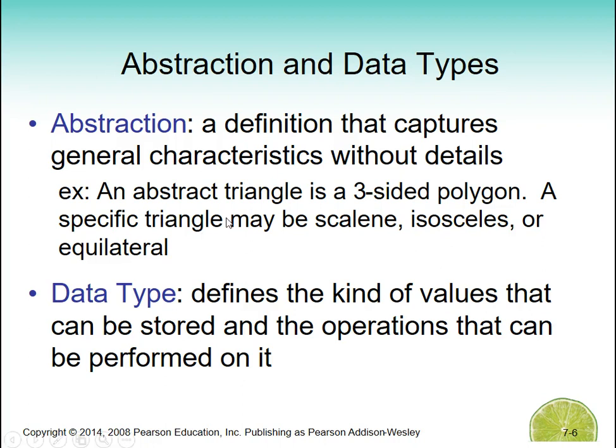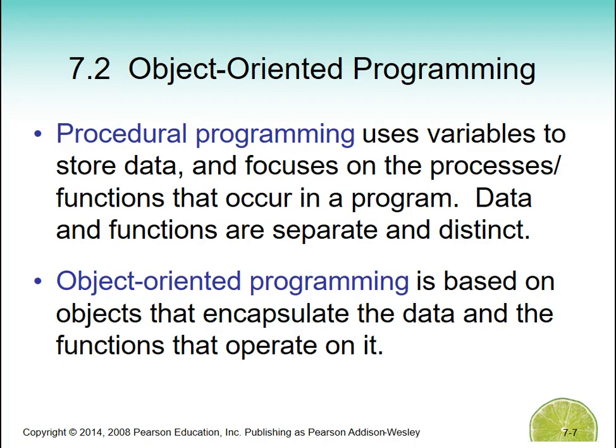A data type defines the kind of values that can be stored and the operations that can be performed on it. So when we give a data type of integer, we know that it can only be an integer, and we won't have any decimal portions on that. And there's certain operations that can only be done with integers, such as modulus. When it's a double, we know that we're going to have decimal portions to it, and that we can perform any operations except modulus, for example.